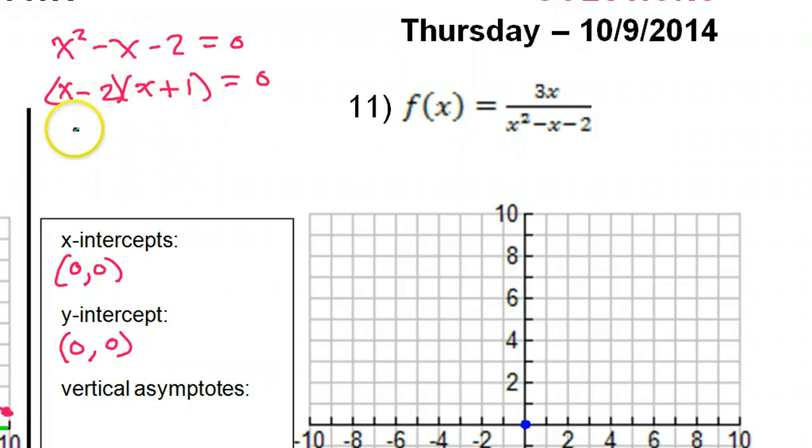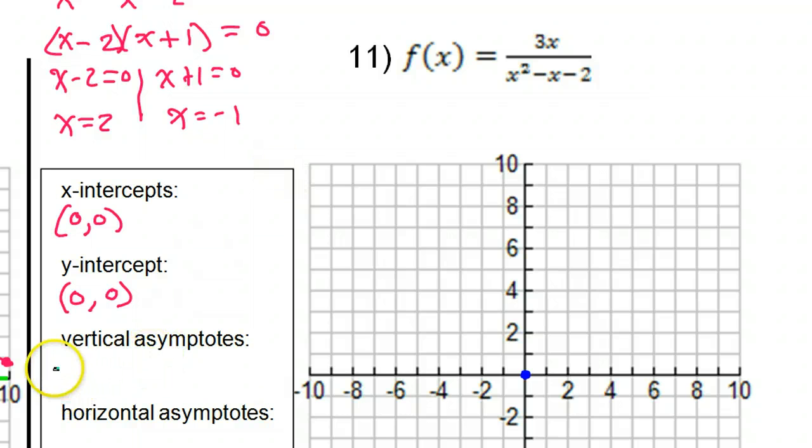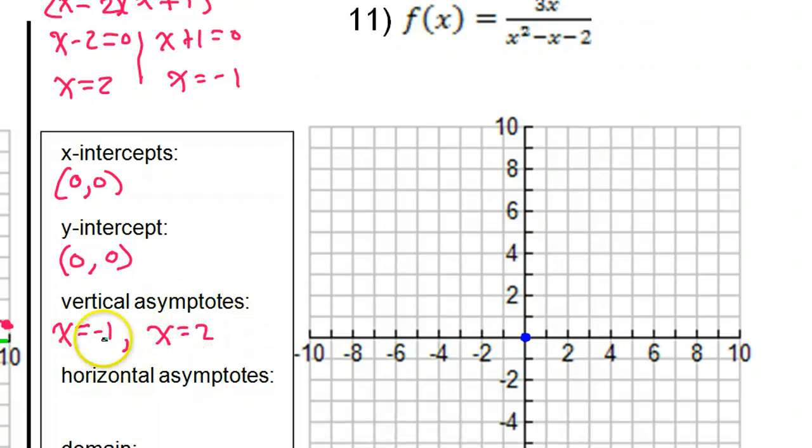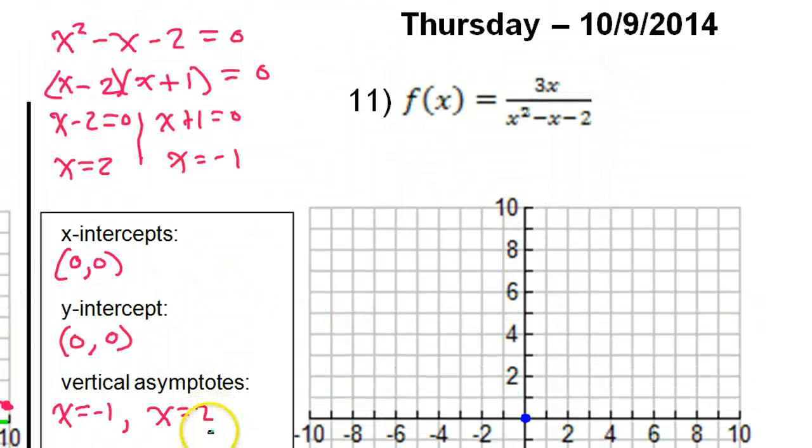Now we set these equal to 0, right? So we got x minus 2 equals 0, x plus 1 equals 0, so x equals positive 2, x equals negative 1. Again, we're finding vertical asymptotes, so we have two of them, negative 1 and 2. Please put x equals negative 1, x equals 2. Don't just put negative 1 and 2. You will lose points for that. Now, let me clean up my mess here.